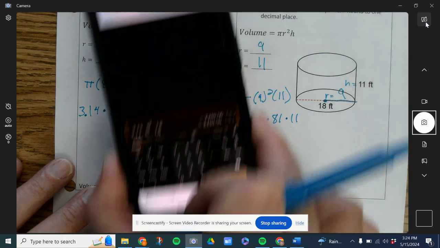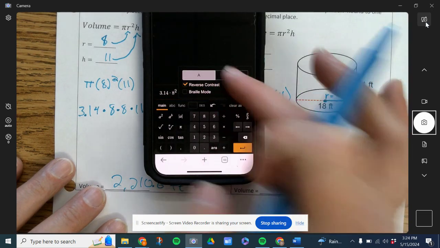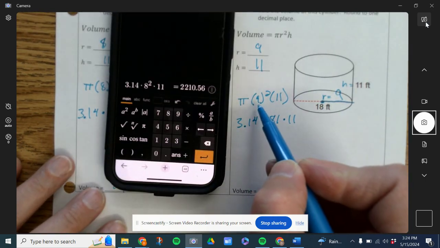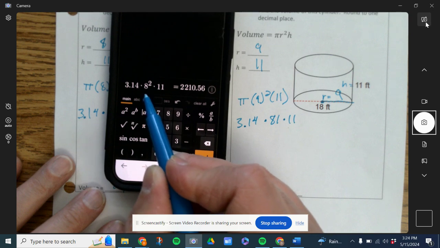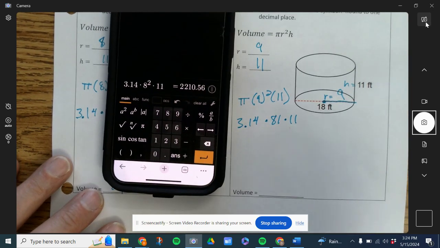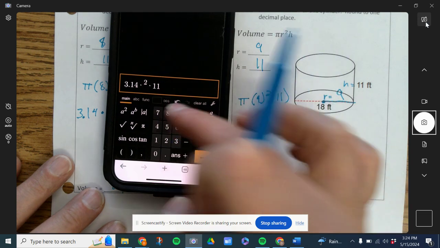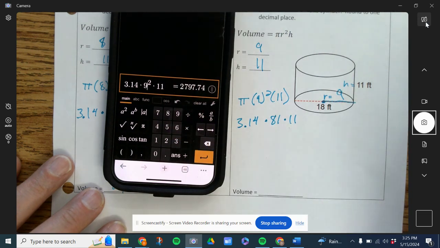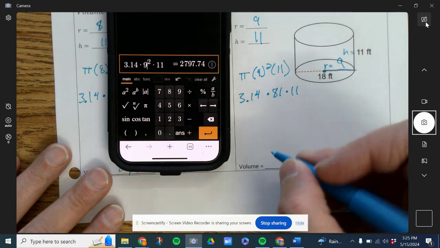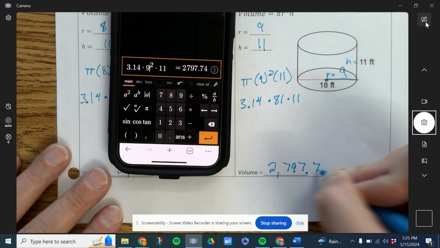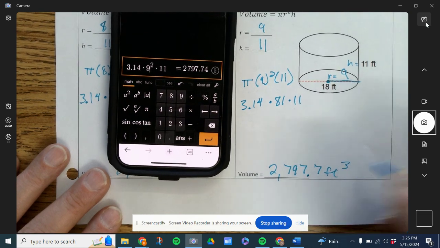Okay, so I've got the last problem in there already. What I'm gonna do is edit it, right? The only thing I need to do is change that 8 squared to a 9 squared. So just go right there, get rid of that 8, put the 9 in, and I get the answer right there. It's already in there, so I don't really need to do much to get the correct answer for that. So, feet cubed right there.